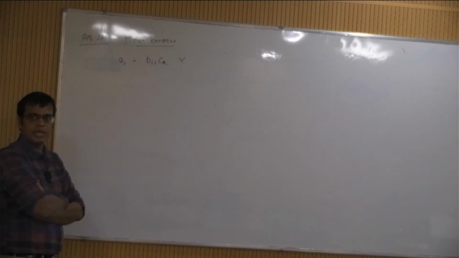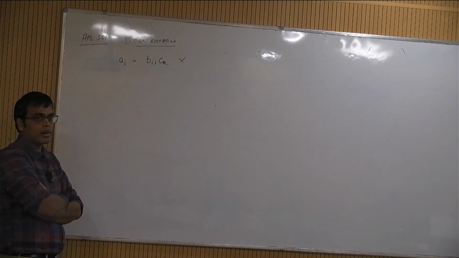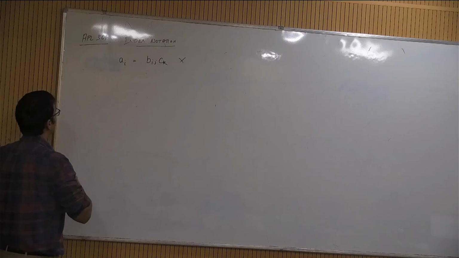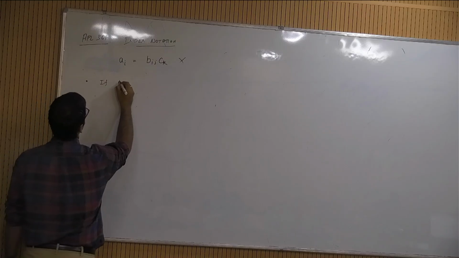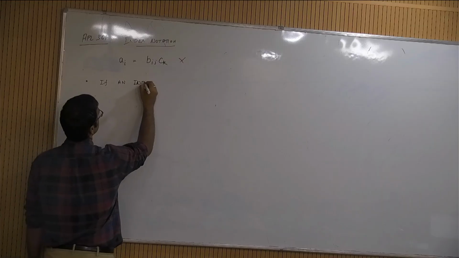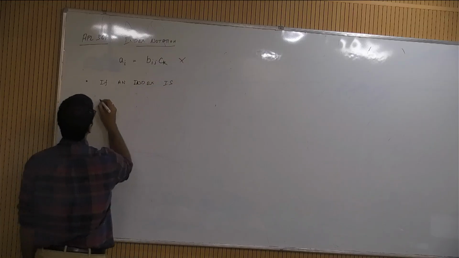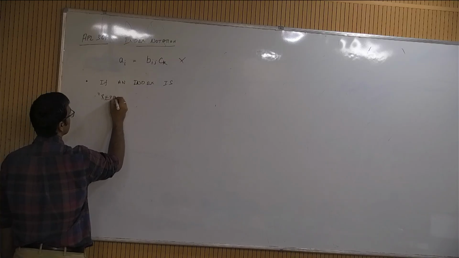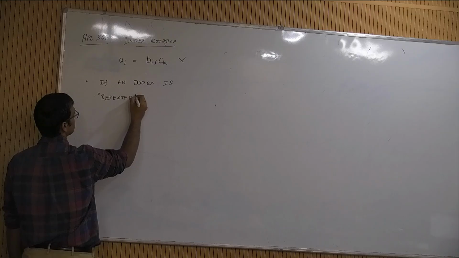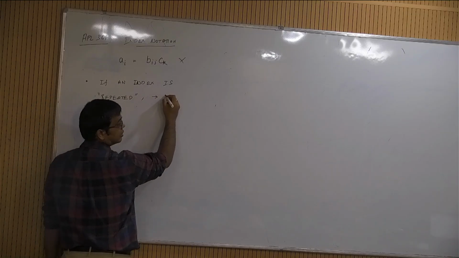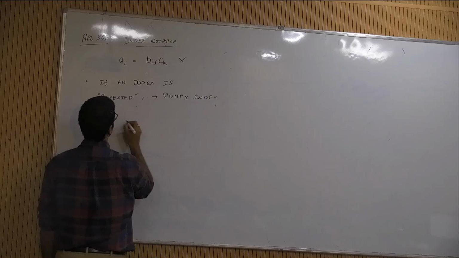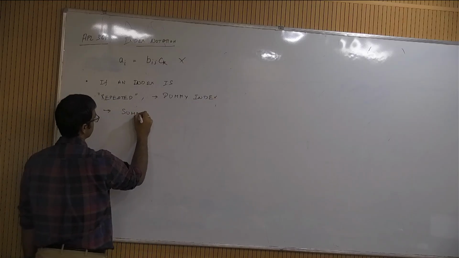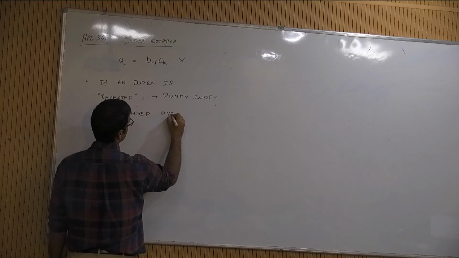What is a dummy index? Does anyone recall? So, the first rule of index notation: if an index is repeated, it is called a dummy index and it is assumed that it is summed over all its values.